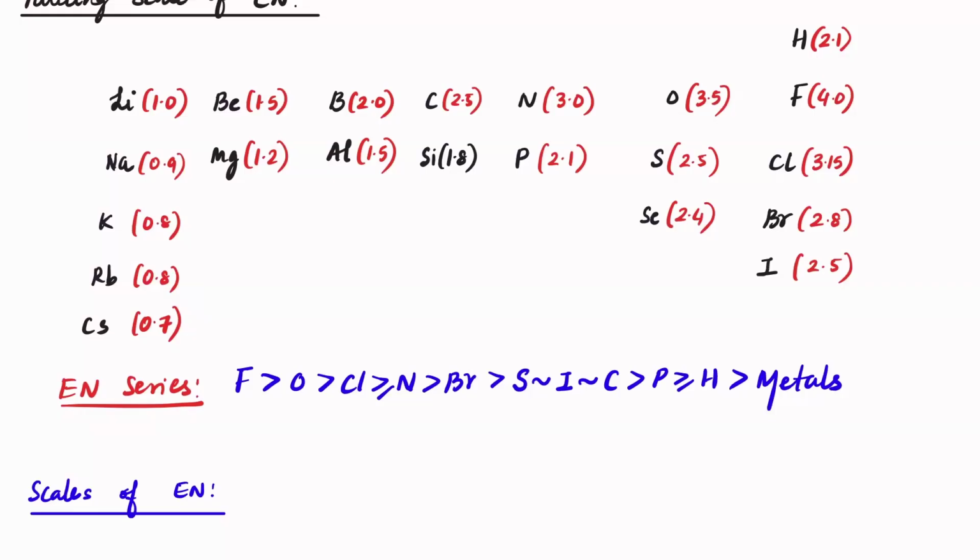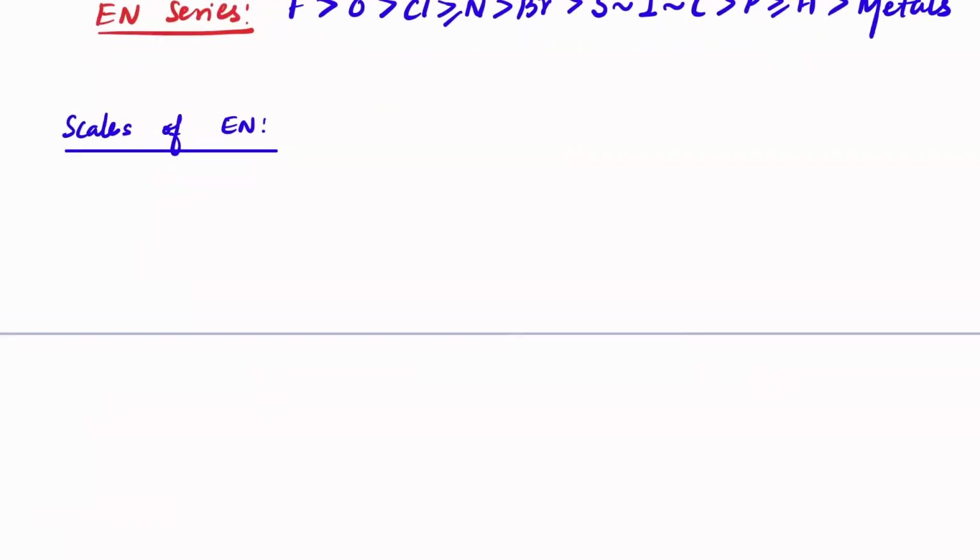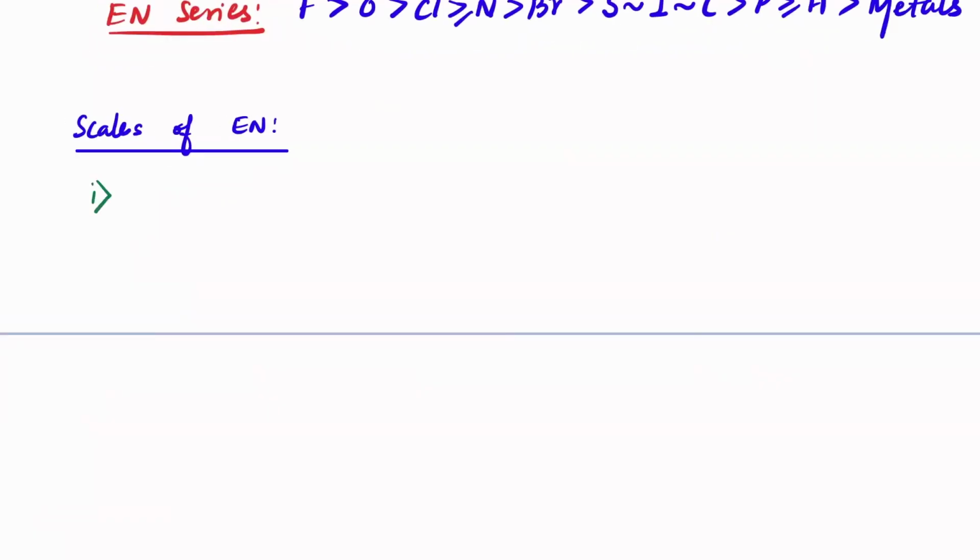Okay. Now, what are all the different scales that are being used to measure the electronegativity? One scale, the old scale that was used, was the Mulliken scale. The Mulliken scale was taking the average of the ionization energy of that particular element and the electron affinity of that particular element, both positive values, correct? And that divided by 2. It should be represented in electron volts per atom.